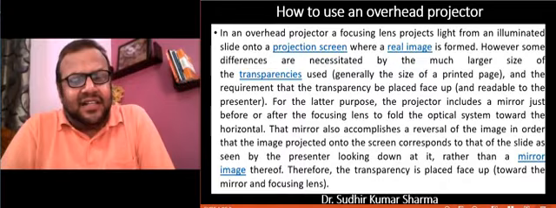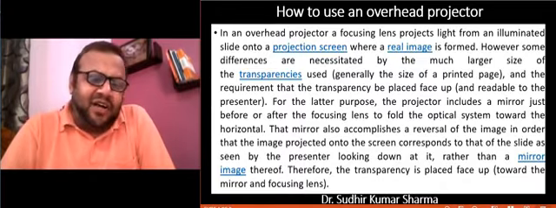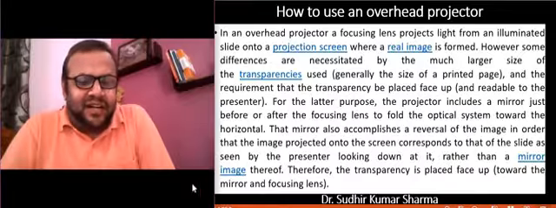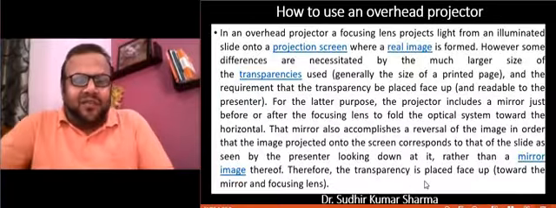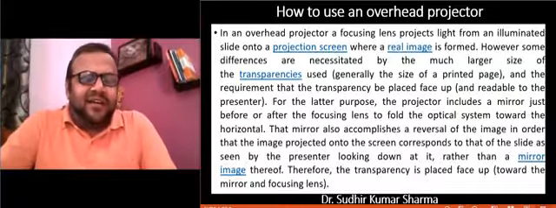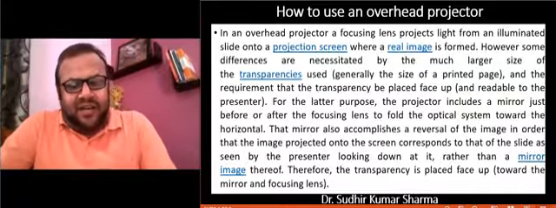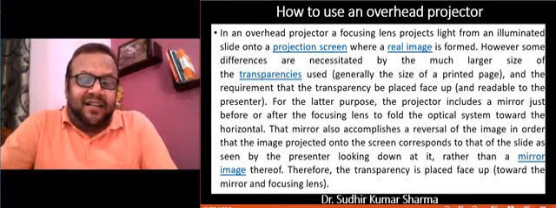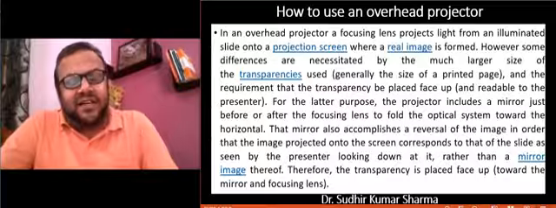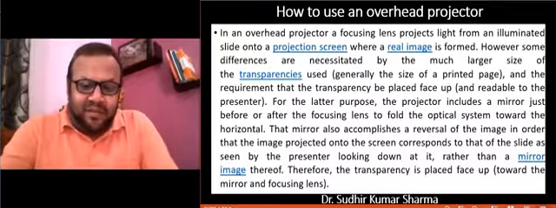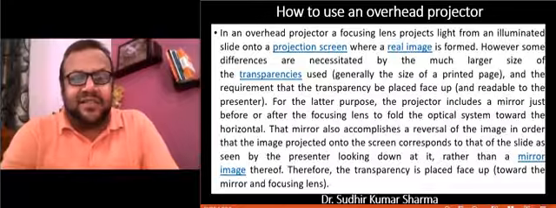That mirror also accomplishes a reversal of the image in order that the image projected onto the screen corresponds to that of the slide as seen by the projector, looking down at it, rather than a mirror image thereof. Therefore, the transparency is placed face up towards the mirror and focusing lens.